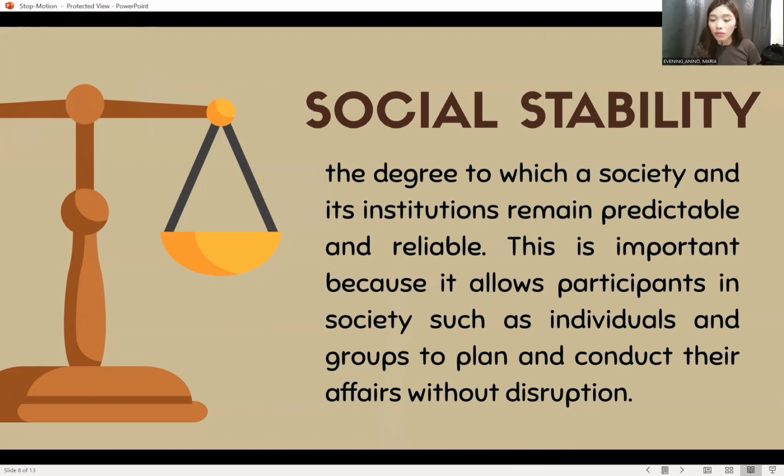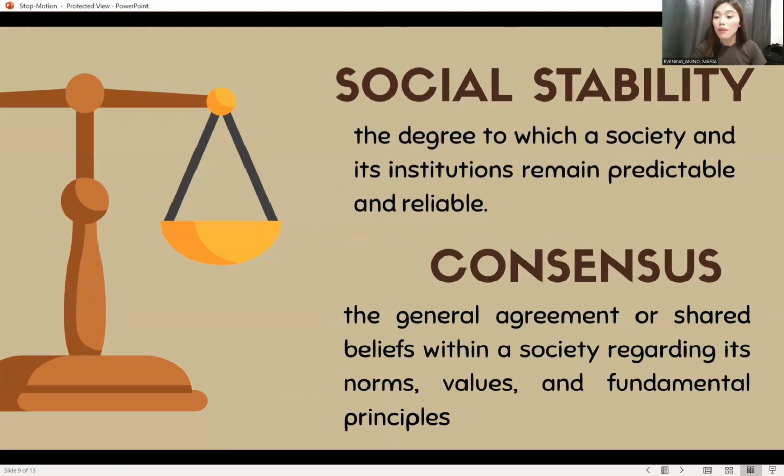Okay? So, social stability. Social stability is the degree to which a society and institutions remain predictable and reliable. So, how do we achieve social stability? It starts with letter C. It has two S. I think you don't know it yet, but I know you're familiar with this. It's consensus. We achieve social stability through consensus, the general agreement or shared beliefs within a society regarding its norms, values, and fundamental principles. So, we have these laws in a society and a nation, and all of us should adhere to it in order to have social stability, whether we like it or not. But that is the law that we all should agree to.